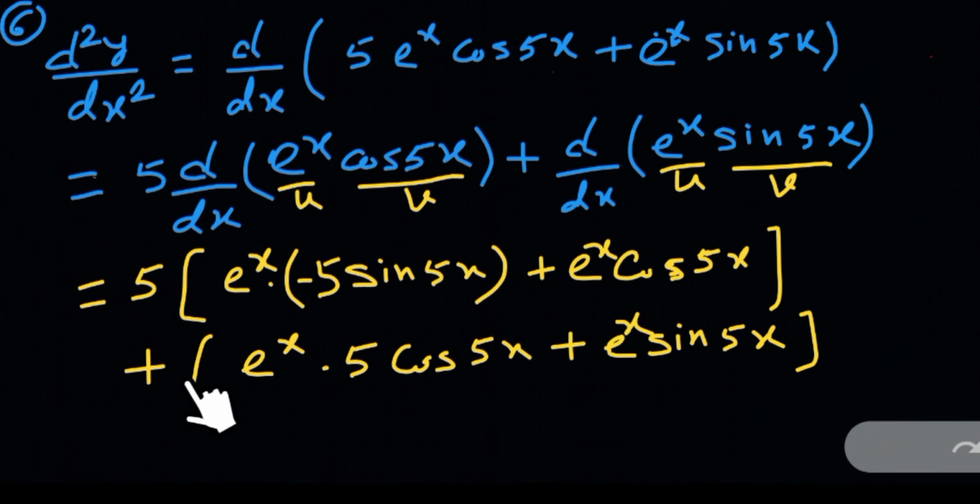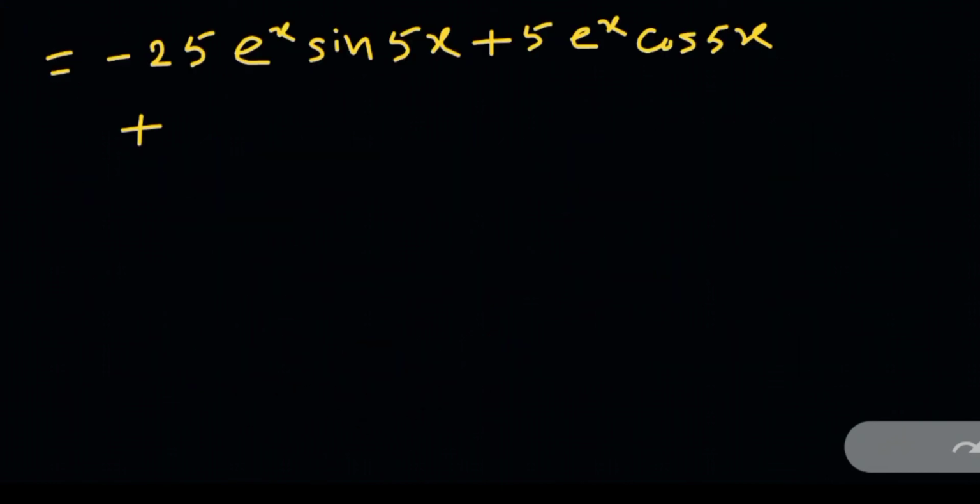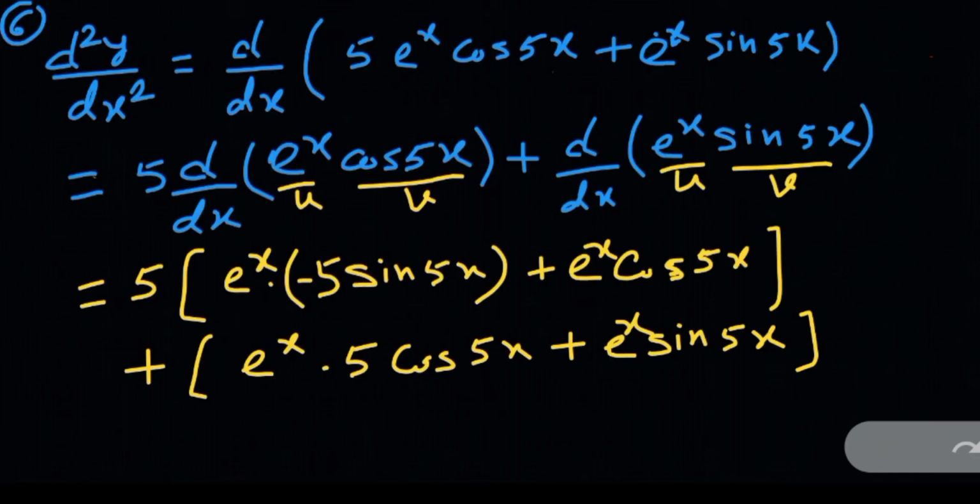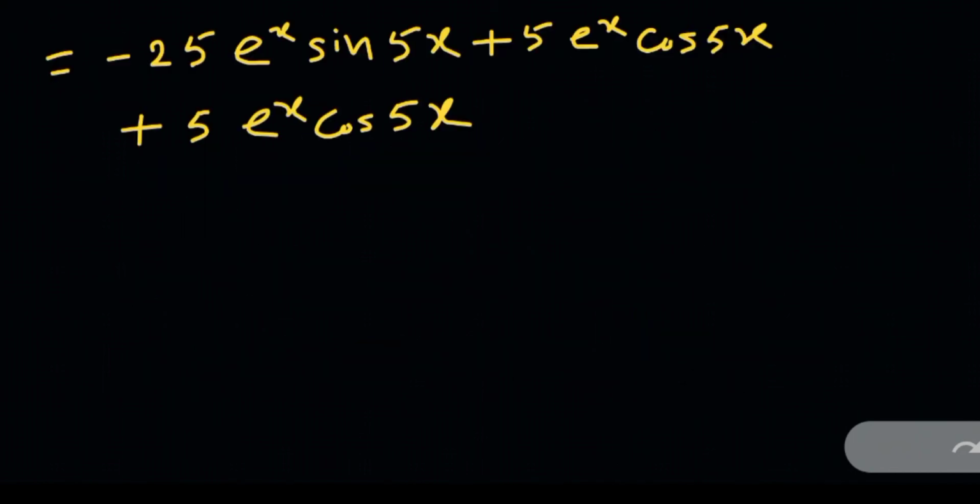Now in the second, nothing is multiplication, so I will write it as it is, in arranged way: 5 e to the power x cos 5x, plus e to the power x sin 5x.